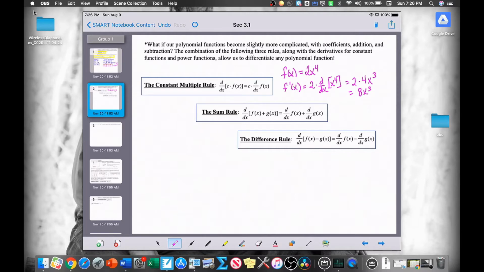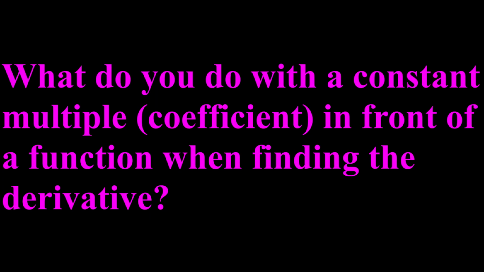The sum rule just says that if we're asked to find the derivative of two functions that are being added together, your result will be finding the derivative of the first function, finding the derivative of the second function, and then adding those two together. That is your answer. And the difference rule, the same thing. If we're subtracting two functions, find the derivative of the first, find the derivative of the second, and then find the difference of the derivatives.